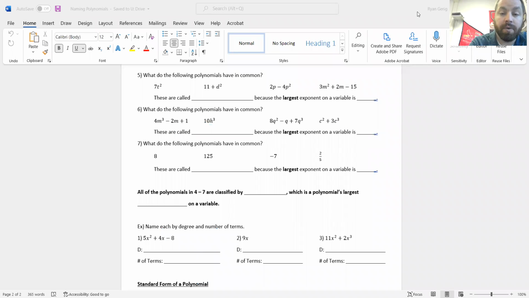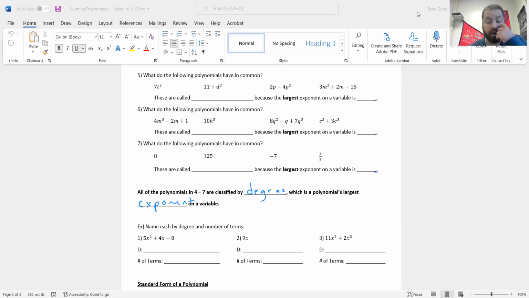All of the polynomials in 4 through 7 are classified by degree. That was in the learning target. You probably didn't see it. I read it, but probably didn't make much sense at that point. Might not still make sense, but what I did there, linear, quadratic, cubic, and constant, those are by degree. A degree is the polynomial's largest exponent on a variable.